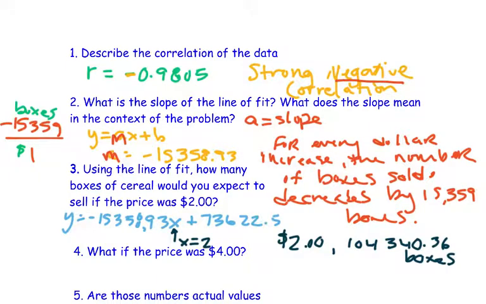What if the price was $4? So now I'm just going to plug in a 4 for my x. So 4 times, let's see if I can get my entry back. Yes. 4 times 15,358.93, and then plus 73622.5. And so now we're going to get that if it's $4, we're going to have 135,058.22 boxes.